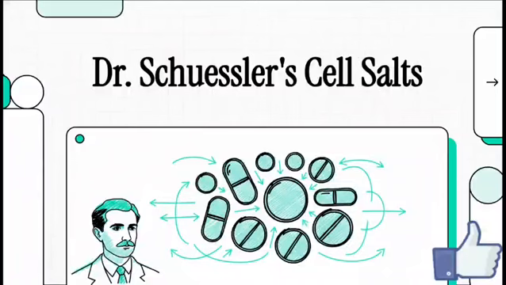Have you ever come across a health system that boils everything down to just 12 simple mineral salts? Today, we're going to jump into the pretty fascinating world of Dr. Schussler's 12 tissue remedies, which you might also know as cell salts. So let's get right into it and see what this century-old system is all about.